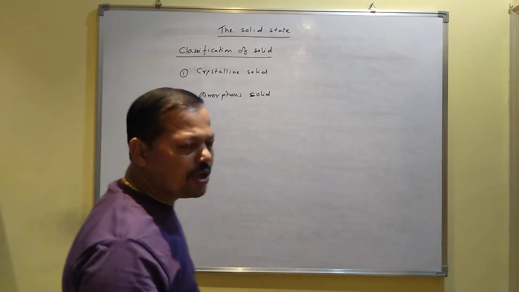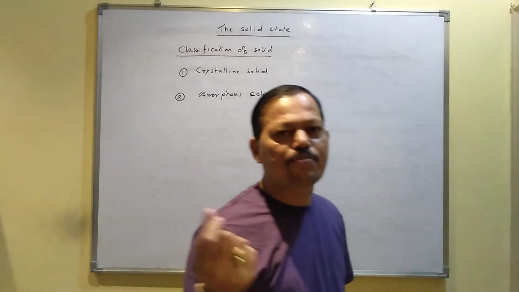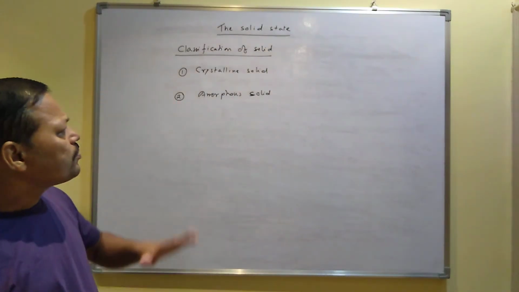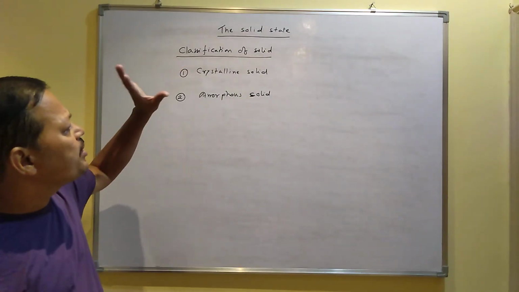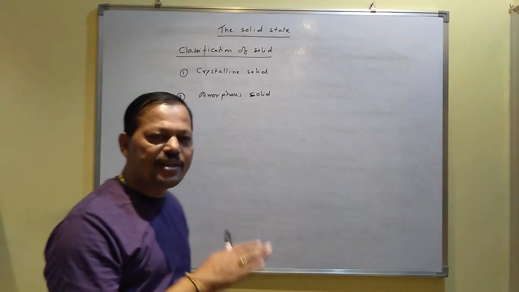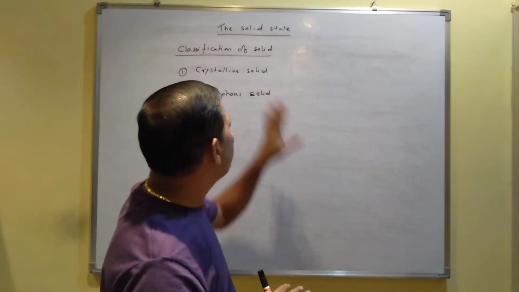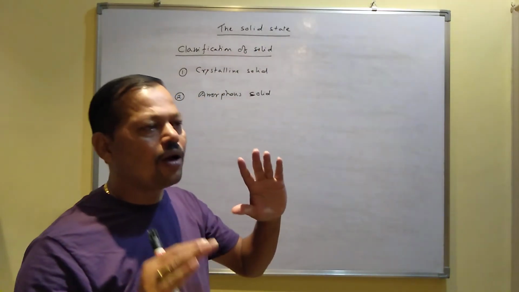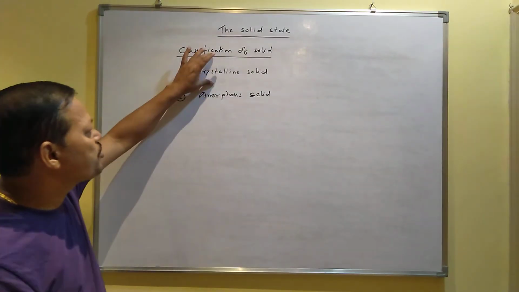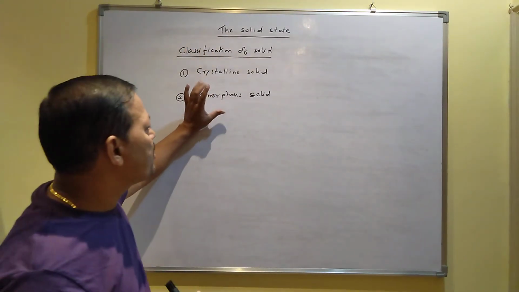For examples of amorphous solids, you can write glass, plastic. These are examples of amorphous solids. Now, if you want to write the difference between crystalline solid and amorphous solid, here in this chapter we mainly have to study the crystalline solid, I mean the solid which has a definite shape. For that type of solid we have to study. Amorphous solids we do not study here.